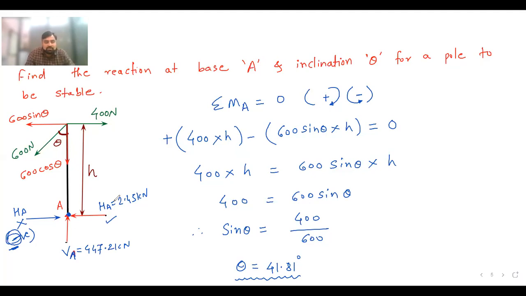So who has asked me this question? Have you got your answer? What about this negative sign? Yes, sir. Initially we have shown HA towards the right hand side, but we have got the negative answer. That is why we shift the direction. We shift the direction to the left hand side.